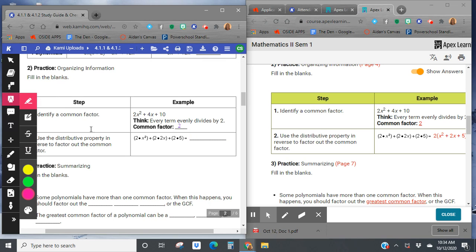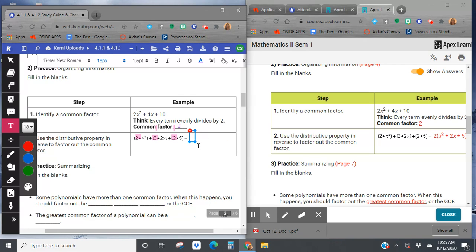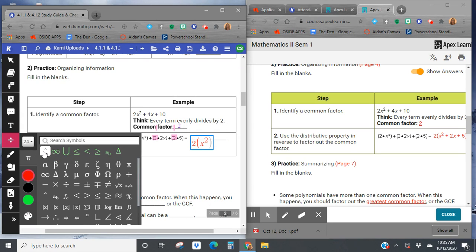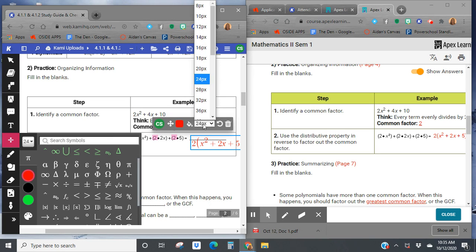We use the distributive property in reverse to factor out, and so if I take out the 2 here, the 2 here, and the 2 here, I can see that that will leave me a 2 in front. Let's use the equation editor on this one because we need a squared. So the 2 in front, and then x squared plus 2x plus 5 is left. After you pulled a 2 out, this is left.